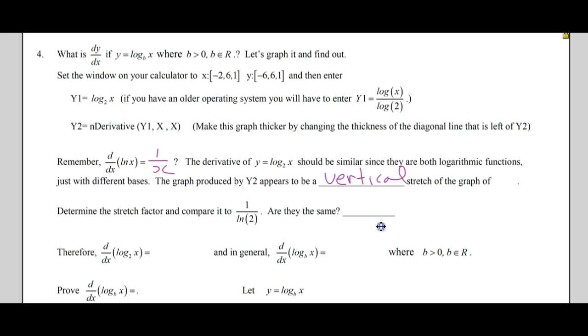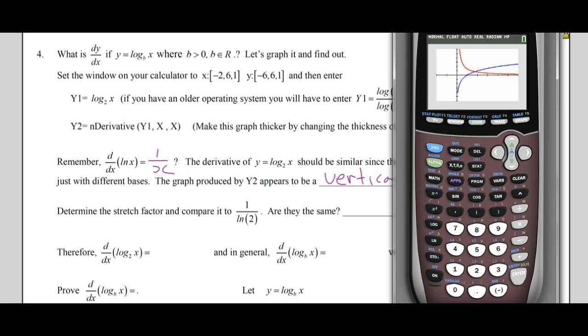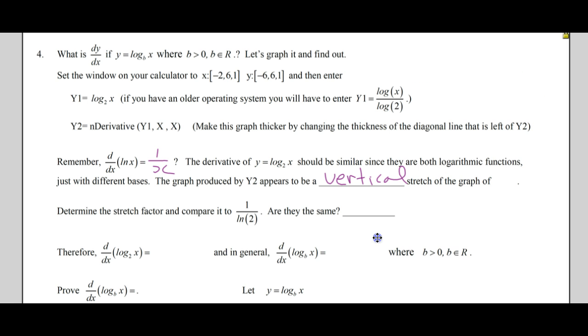I'm not really seeing it. It looks reflected to me, but am I missing something here? It's not just a reflection. It is a downward stretch. What's it a stretch by then? Well, it says it's a stretch by 1 over ln 2. It's 1 over 2 times ln 2. It says determine it and compare it. Are they the same? I don't know.